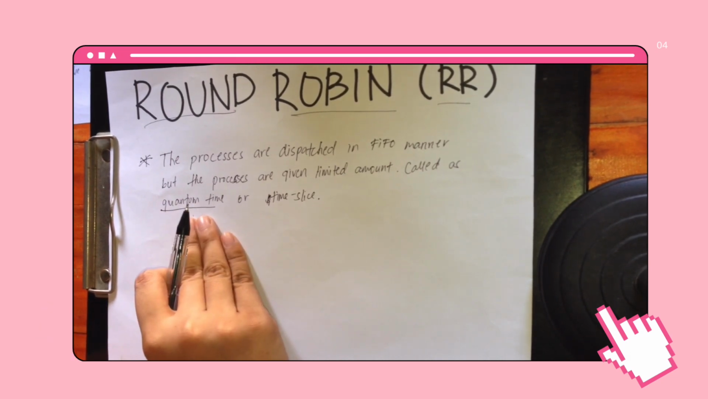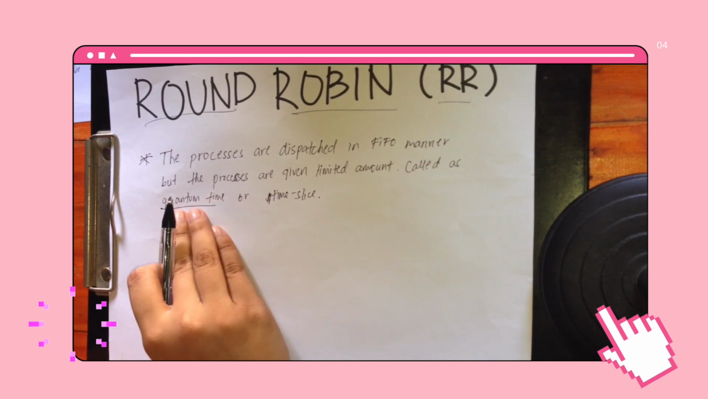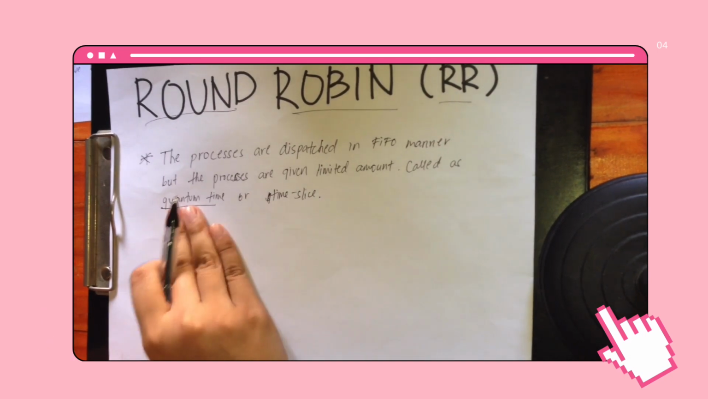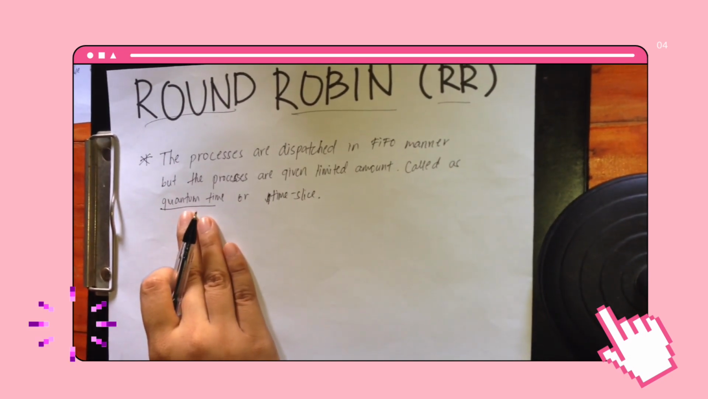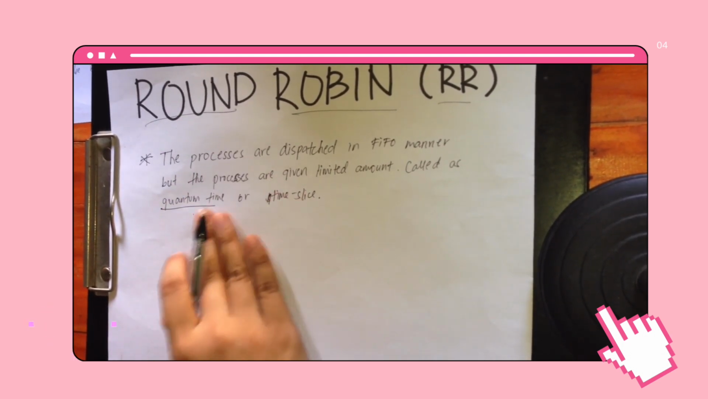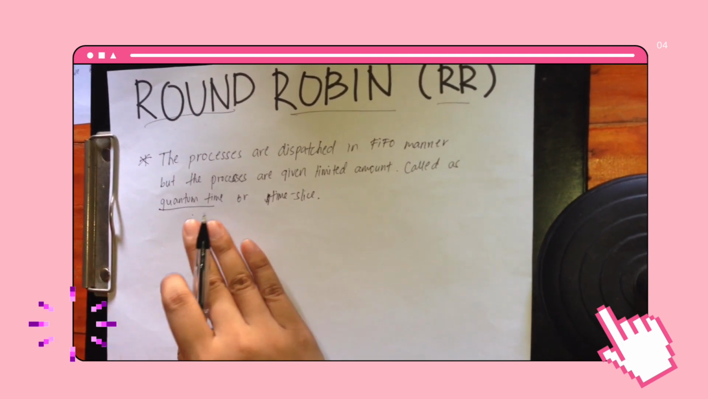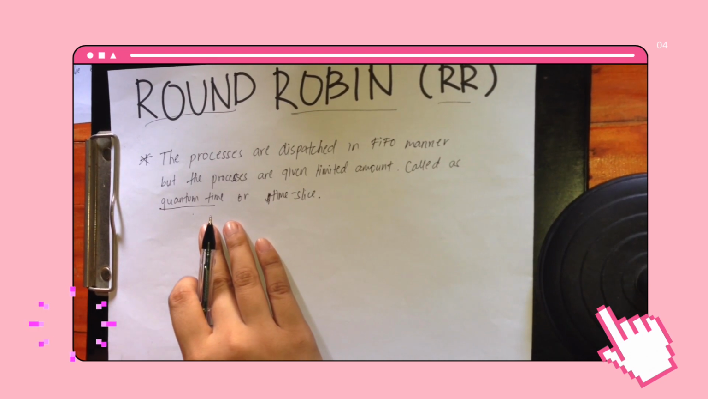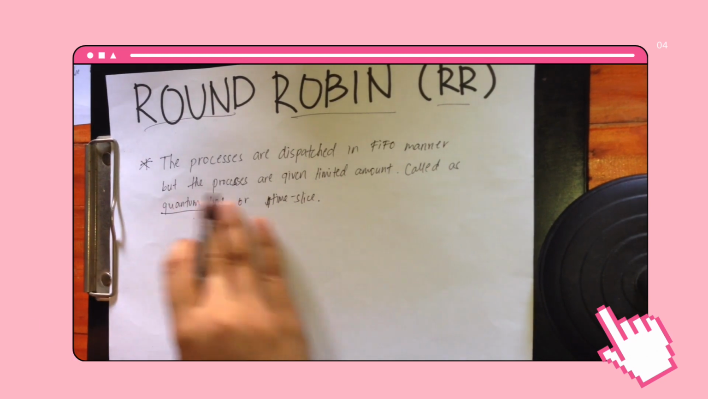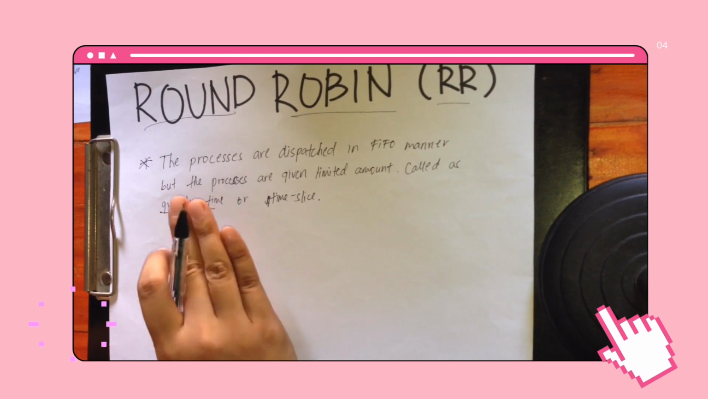We need to understand that this quantum time is the time that is assigned to each process. It is often called the fixed time that is allocated to each process to execute, which means quantum time is our basis for our process.